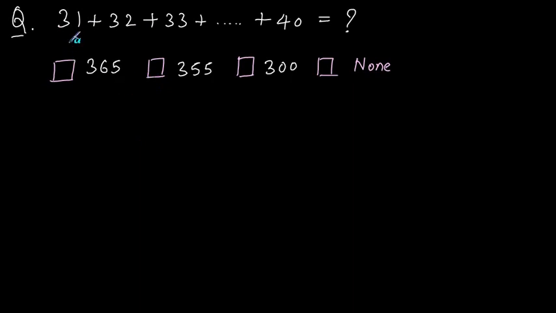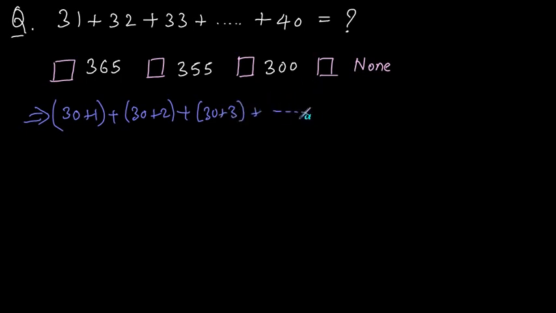So I have a question here: 31 plus 32 plus 33 till 40. What's the sum of these terms? If you observe the first term, it can be written as 30 plus 1, and the second term can be written as 30 plus 2. The third term can also be written as 30 plus 3. In this way we can separate out 30s from each term. So the last term can be written as 30 plus 10, which is equal to 40. So basically the question is of an arithmetic progression type, and you can always use the formulas related to arithmetic progression in such type of questions.